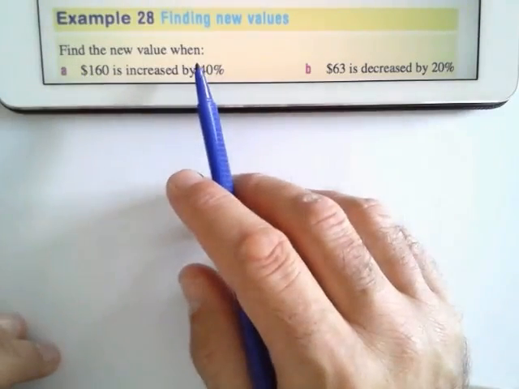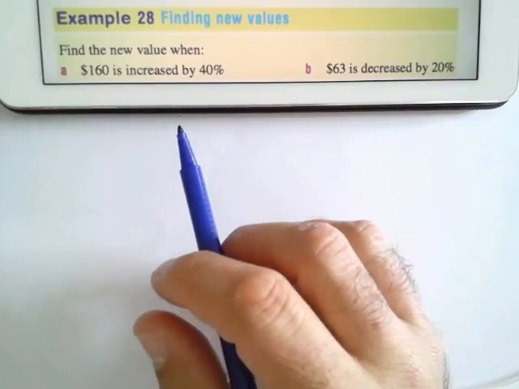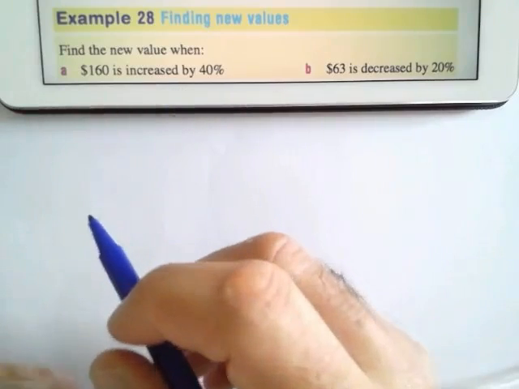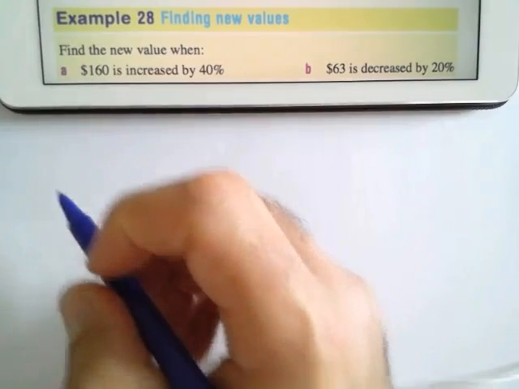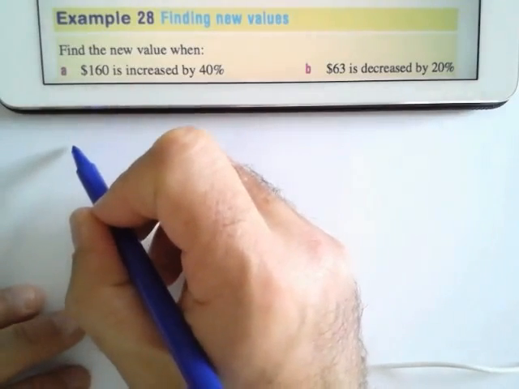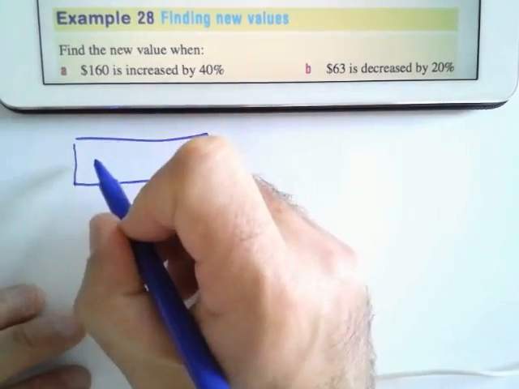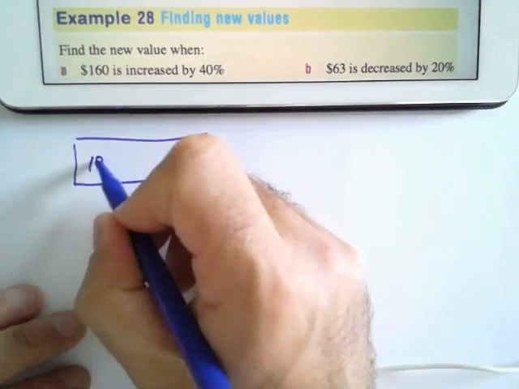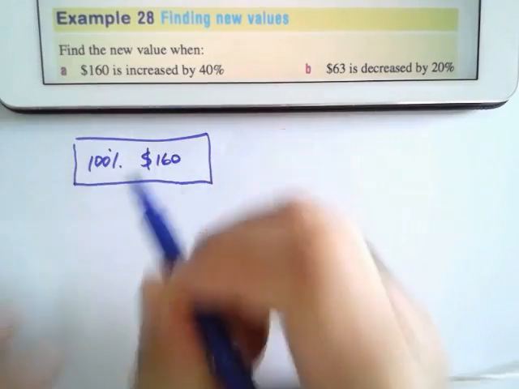Find a new value when 160 is increased by 40%. Now, I know the book does it in a certain way, but I do prefer you to use the following method. I'm going to start with my visual again and say, that's my original, right? And my original is 100%, and that 100% is $160.